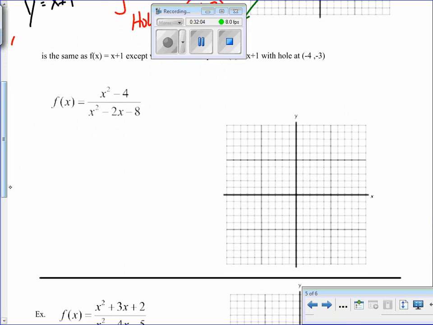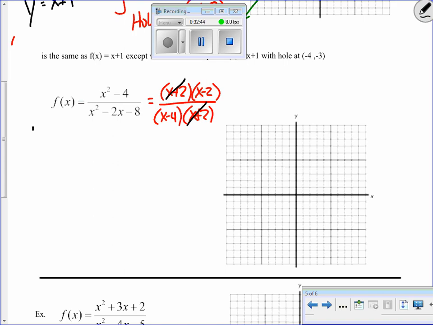So, basically, again, what you're looking for is factors in the top and bottom that can cancel out. Make it clear where the hole is on the graph. And obviously, if it's not already factored out, you're going to have to do that. So take a look at this example right here. We've got x squared minus 4 divided by x squared minus 2x minus 8. If I factor this out, I'm going to get x plus 2, x minus 2 on the top. And on the bottom, I'm going to get x minus 4 and another x plus 2. So when I do this, we're going to see I have an x plus 2 on the top and on the bottom. So we're going to have the hole at x equals negative 2.